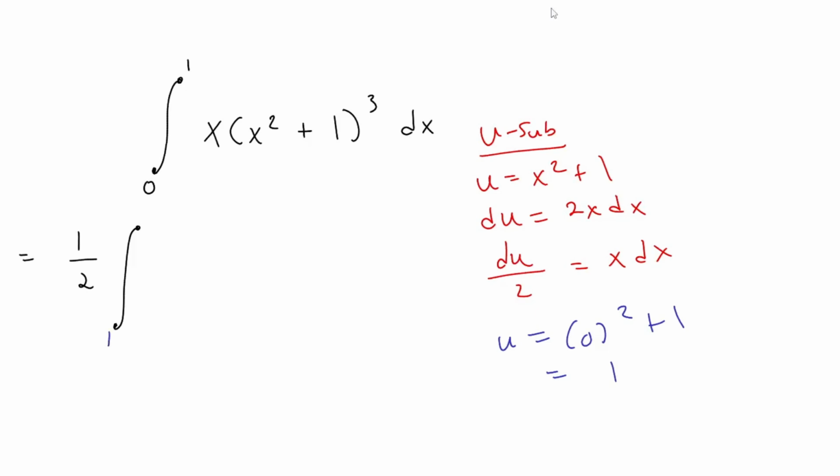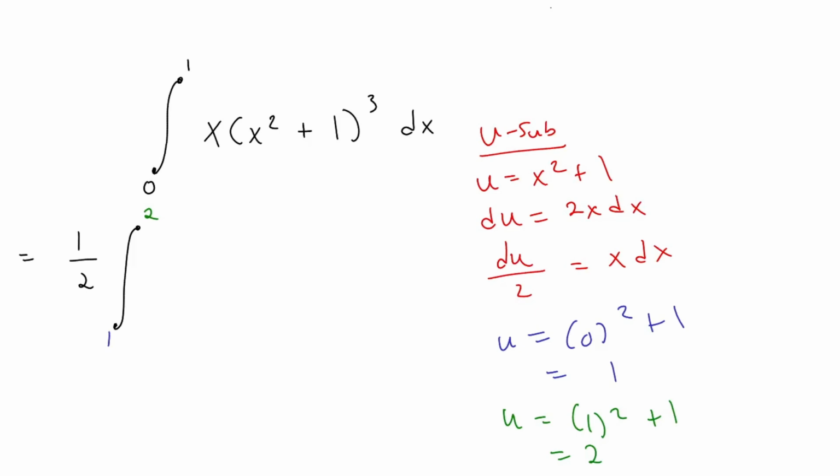And let's do the same thing for this one. I'm going to use green. So u is going to be equal to, instead of 0, it's 1. We're going to take this top bound here, so it's going to be 1 squared plus 1, which is equal to 2. So let's put 2 over here. I'm going to put it in green so you guys can see it properly.